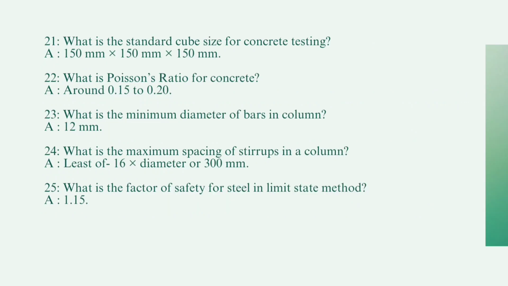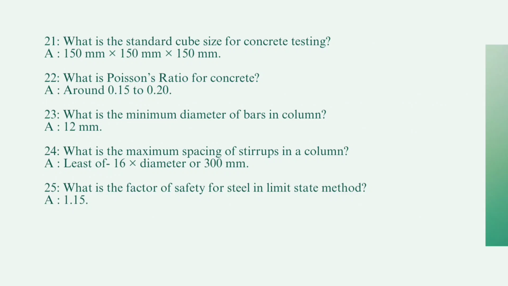Now the question number 21. What is the standard cube size for concrete testing? It is 150 mm by 150 mm by 150 mm. The next, what is the Poisson's ratio for concrete? It is around 0.15 to 0.20. The next is, what is the minimum diameter of the bar in a column? It is 12 mm.